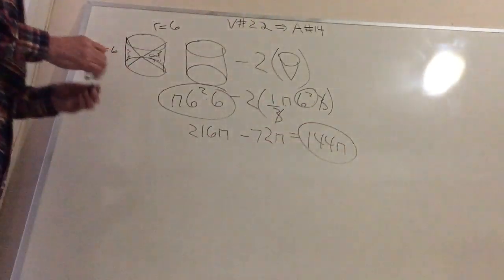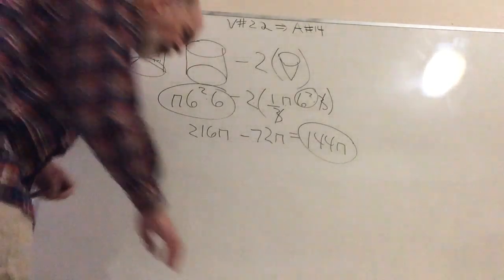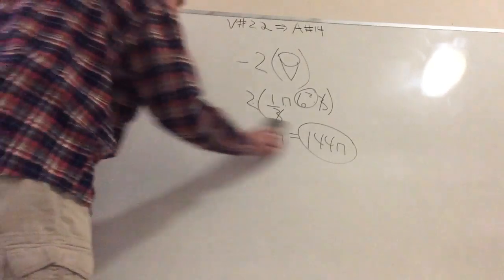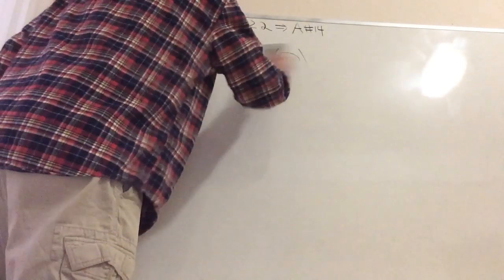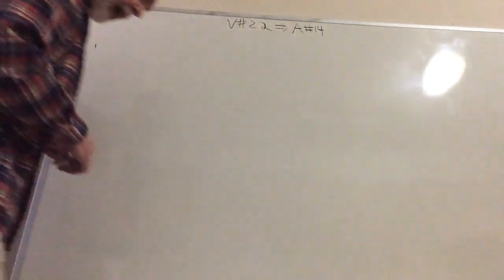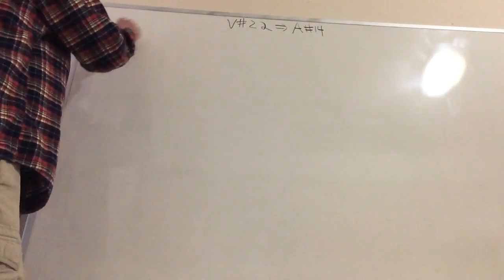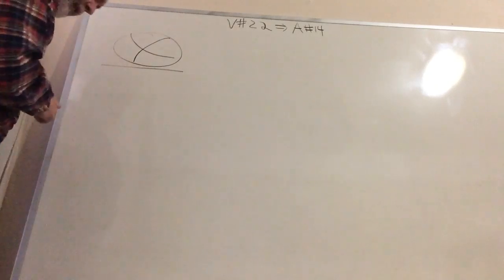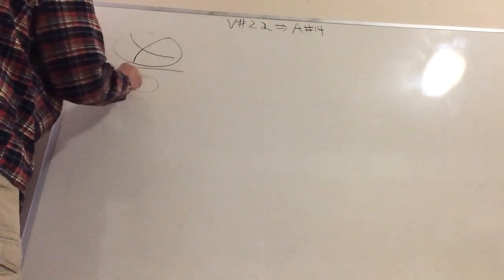You should have been able to come up with that. That's not a difficult problem. Quickly moving on to number 2. I have a sphere, and that is the ratio with some sort of cone.